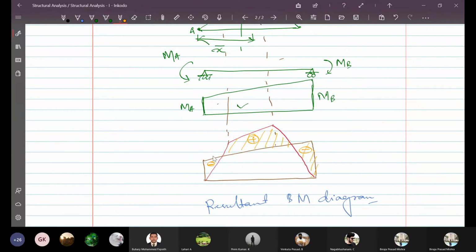Now, what are those values? This you already know, this is MA, this is MB. Now, how to find the final bending moment diagram?